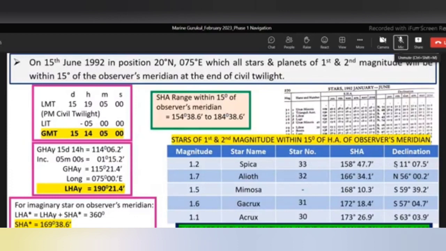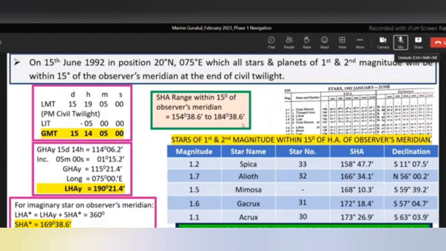Sir, one doubt. बोलो बेटा. So if you see this left side, exactly Ursa Major, that is Alkaid, is also coming very close. So it can be considered or not? Beta, is it within the range? See, the range is clear. 154, 38.6 to 184, 38.6. Just see, is the SHA within the range?